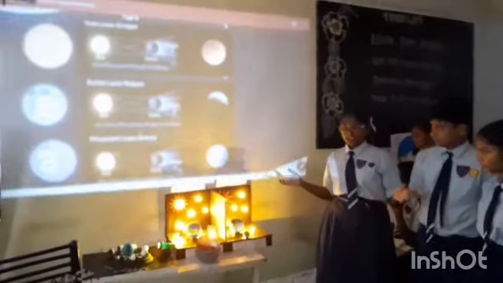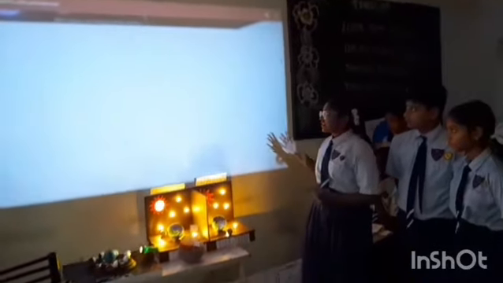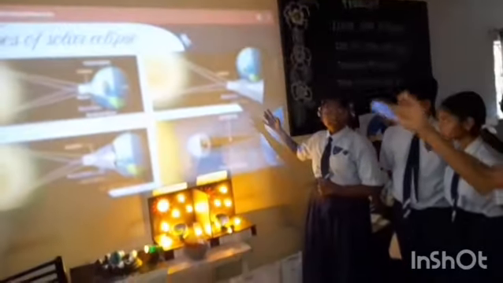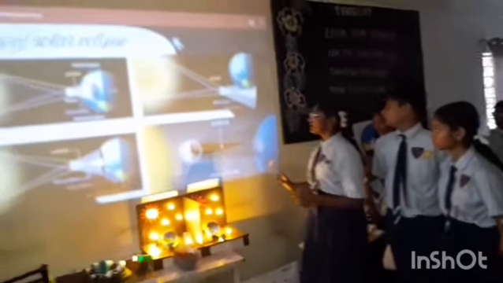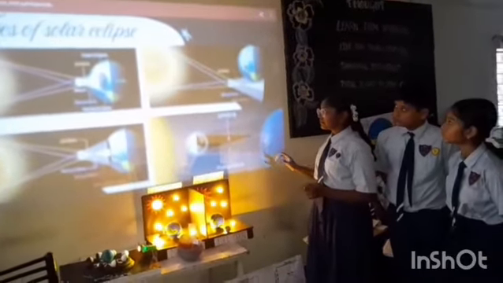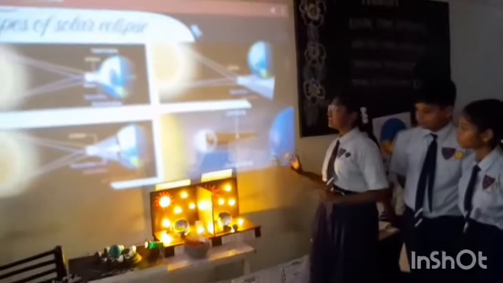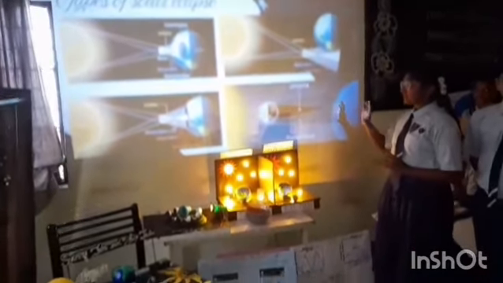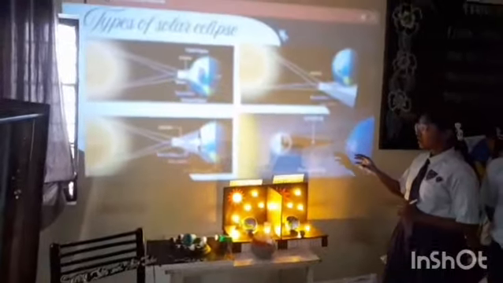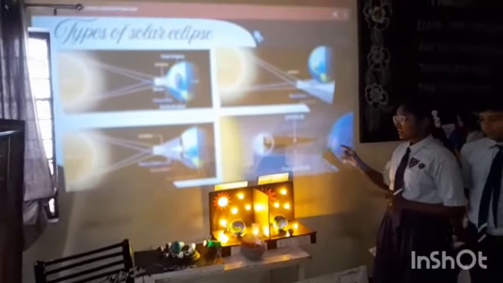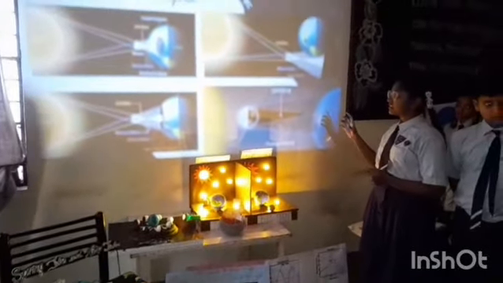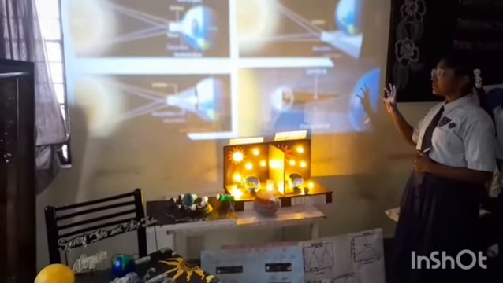Now, the types of solar eclipse are total, partial, and annular. Total, when the moon blocks the sun's face, only the bright circle of the sun becomes visible, called corona. Now, partial, when the moon is not aligned properly and only a portion of the sun is taken out, as the light has been taken out of it.